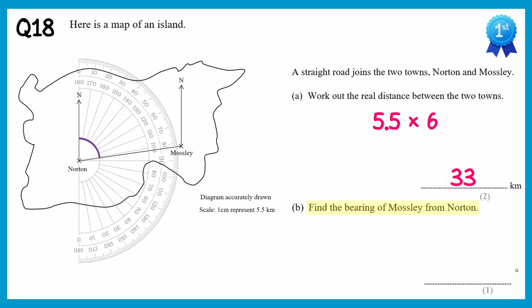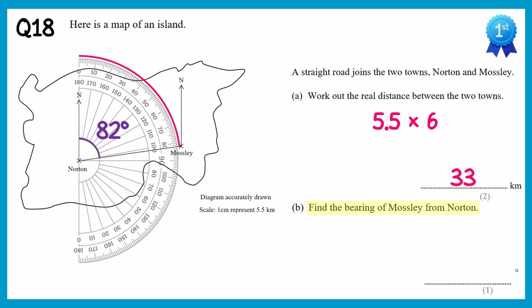To do this, we take a protractor and place it like this with the 0 lined up with north. We then read around the outside scale until we get to Mossley, which we can see is at 82 degrees, 2 little lines past 80. So this angle here is 82 degrees.